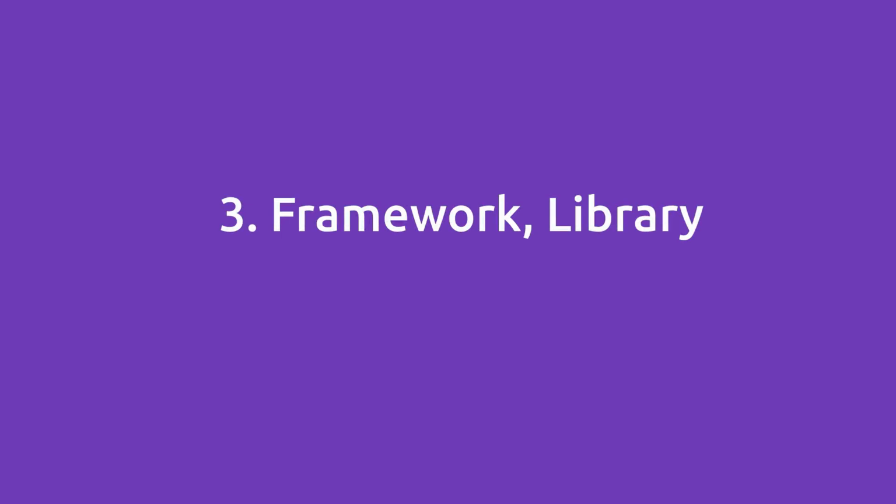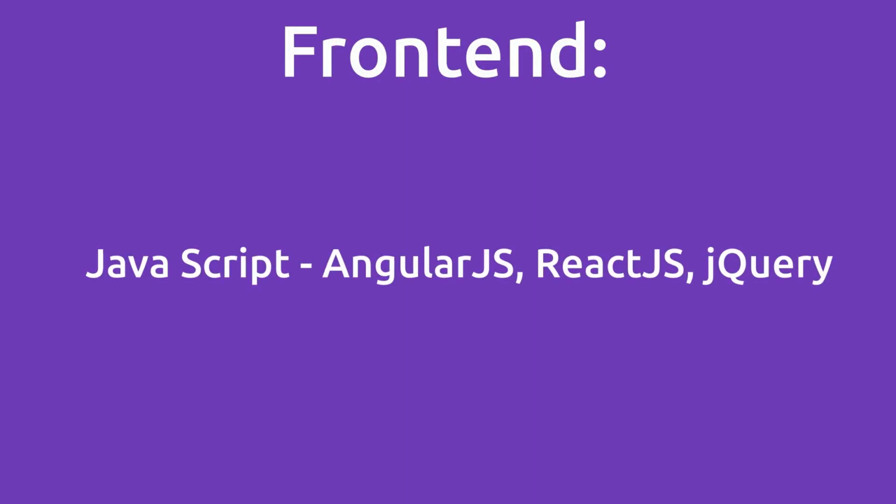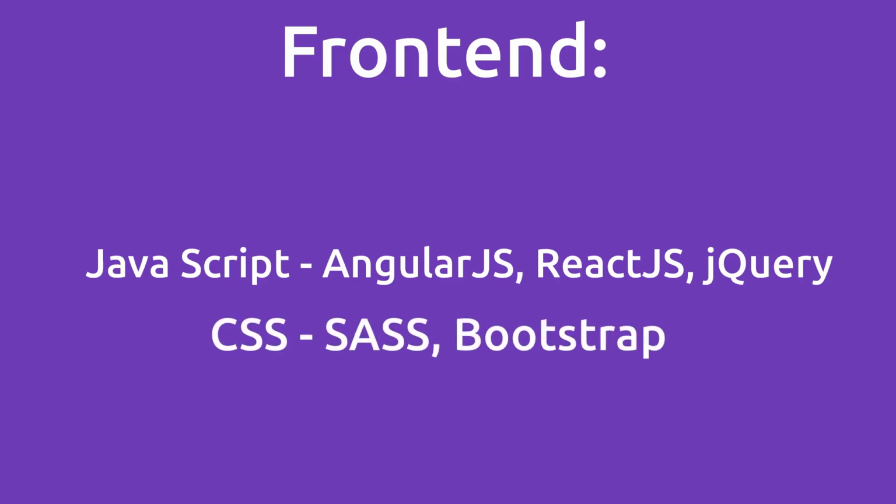The third thing is frameworks and libraries for our frontend and backend. In frontend, for JavaScript, we have AngularJS, which is framework, React.js, and jQuery are libraries for our JavaScript. For CSS, we have Sass, which is CSS preprocessor, and Bootstrap, which is framework.